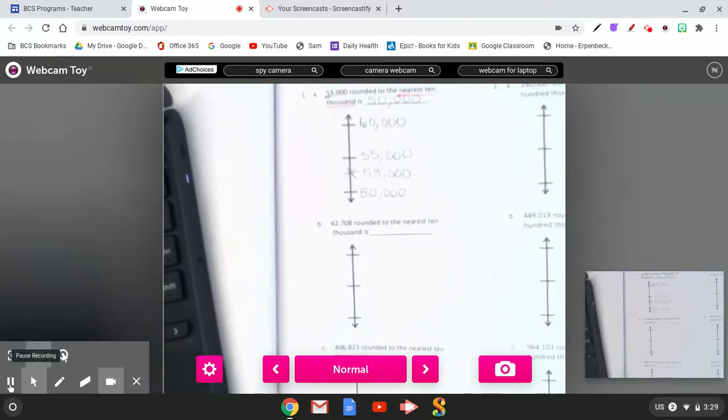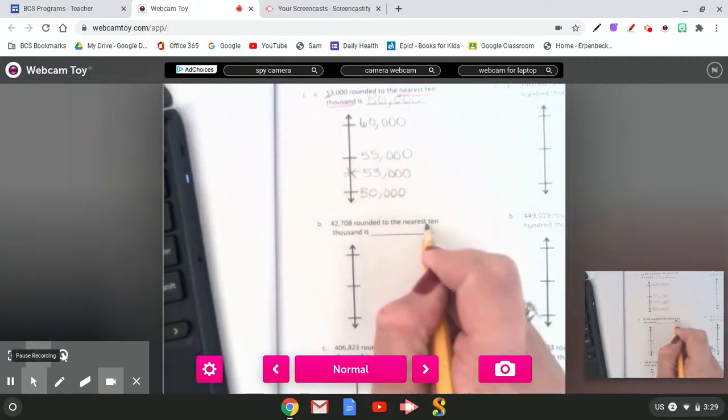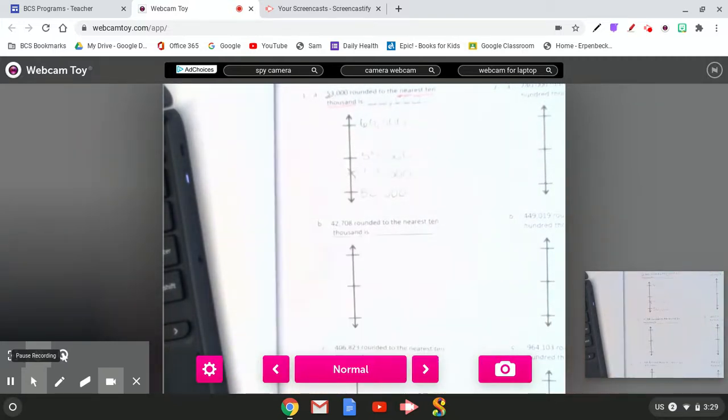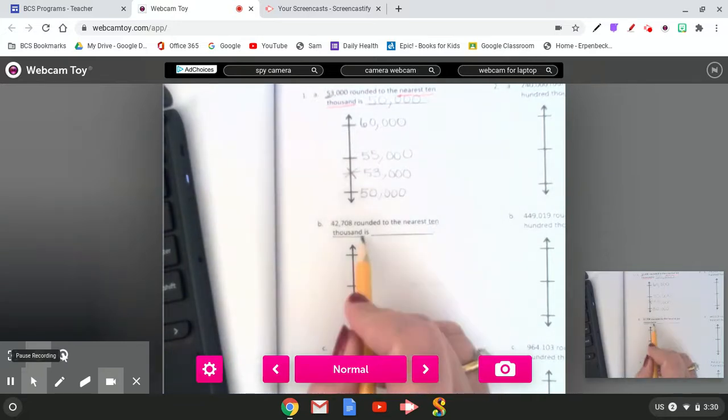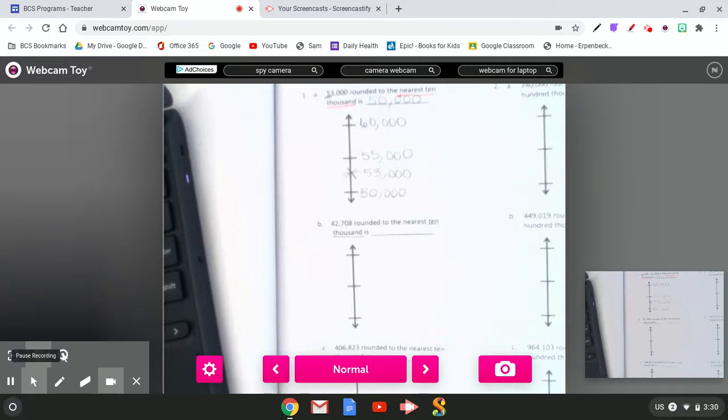Okay, boys and girls, so I noticed that we are rounding as we go down A, B, and C for number 1 to the nearest 10,000. Now B is very similar to question A, 42,708 rounded to the nearest 10,000. So what I would like you to do is pause the video, go through the steps like we just did on A, fill in your vertical number line, and see what you can do with this problem. Then resume the video and check and see if your answer is correct.